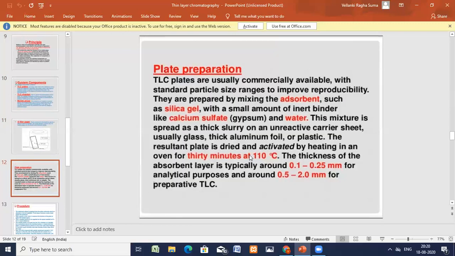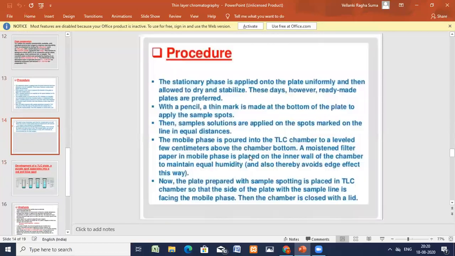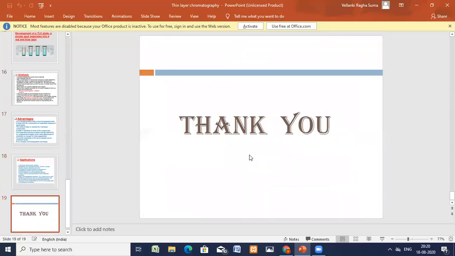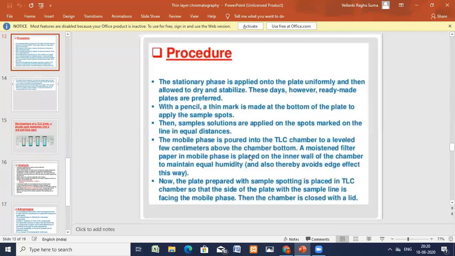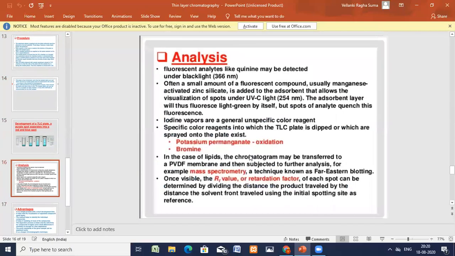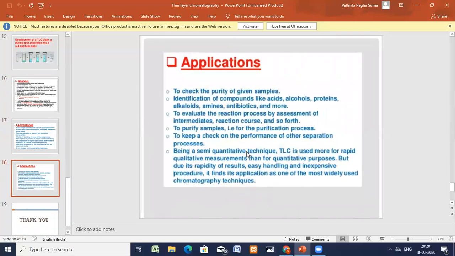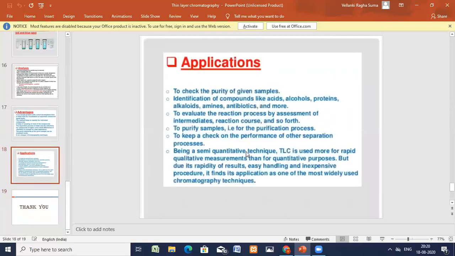The plate preparation procedure, how we have to do it. Then applications and the advantages. After the procedure we have seen the development with the diagram. Then we have analyzed the advantages, and applications of TLC were discussed. I hope everybody has understood this session.